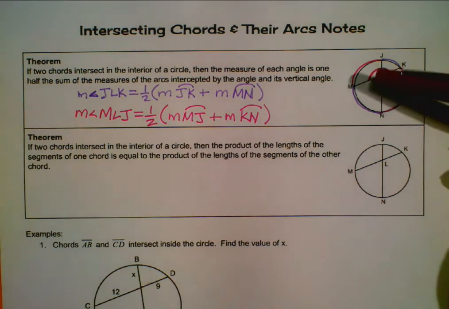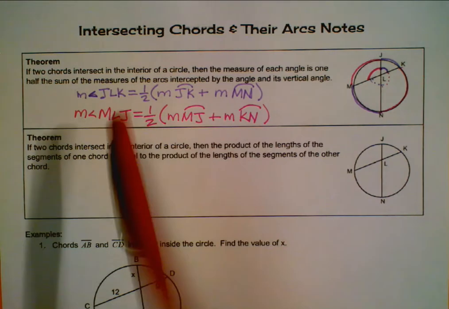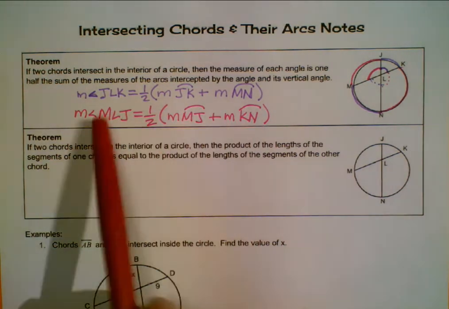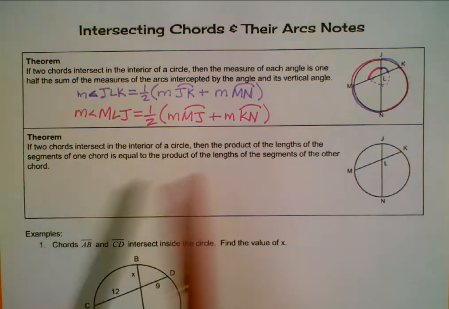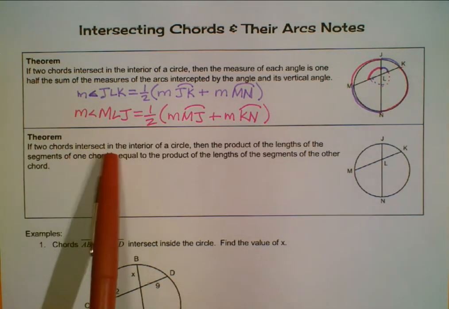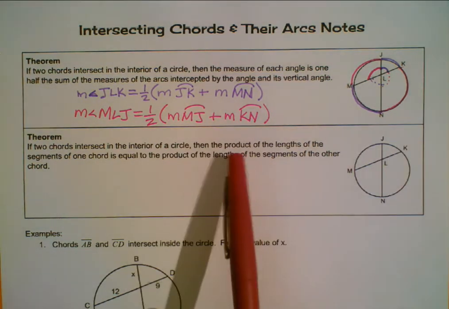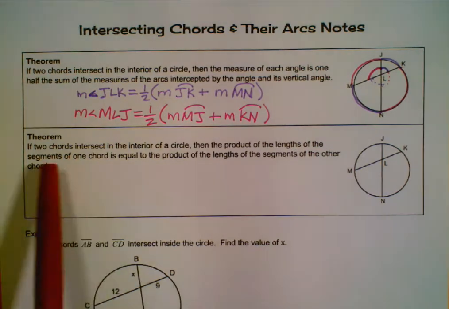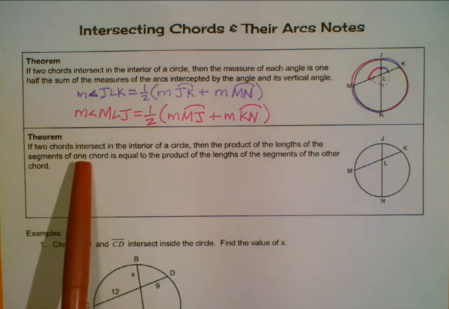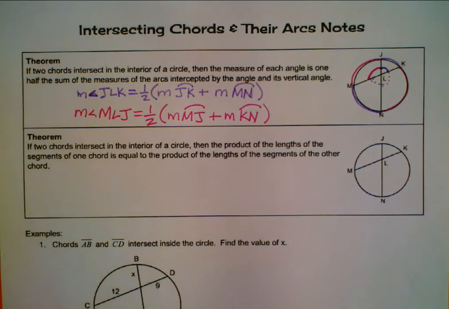All right, so that takes care of how intersecting chords determine arc measure or how we can determine the angle measure. Keep in mind that any two of these could be given and you're going to find the third, whatever it happens to be. All right, the second theorem. If two chords intersect in the interior of a circle, so same setup as before, then the product of the lengths of the two segments of one chord is equal to the product of the lengths of the segments of the other chord. Now keep in mind, product means multiply.